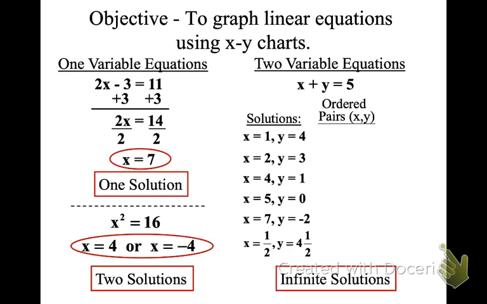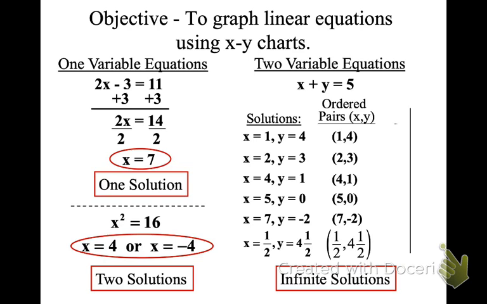So x is in the first place of the ordered pair, right? It's always x, comma, y. And 4 stands for the y in the second position. The next one is (2, 3), (4, 1), (5, 0), (7, -2). I could also put this into a table. I have 1, 4, 2, 3, 4, 1, 5, 0.